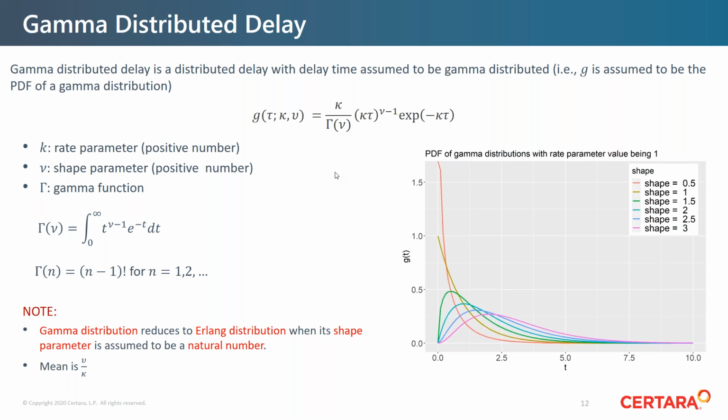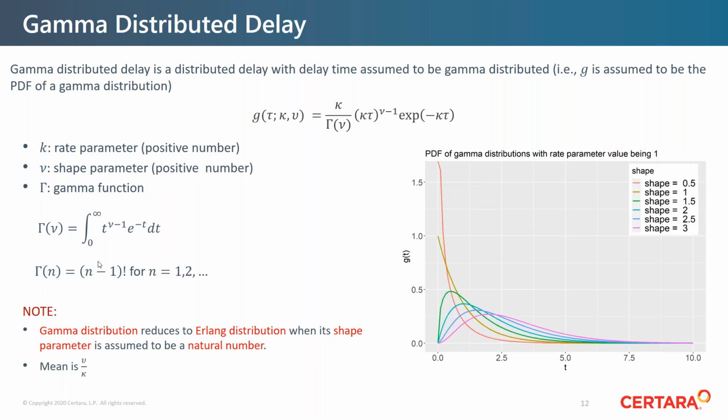In case you are not familiar with the gamma distribution, here is a PDF for the gamma distribution. Now, it's characterized by two parameters. One is called the rate parameter, and the other one is called the shape parameter. Now for both parameters, the value can be any positive number. This gamma denotes the gamma function. It's described by this integral.